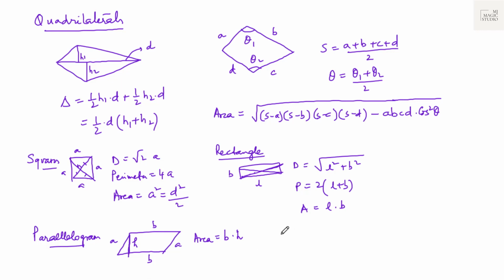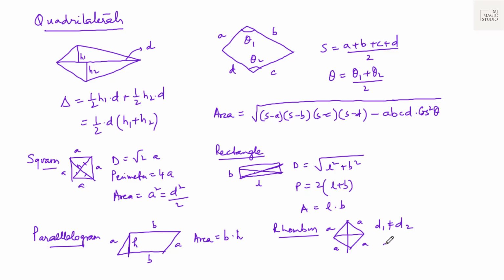Now we have one more which looks like a rhombus. Rhombus is again a four-sided figure, obviously a quadrilateral. All sides are equal, but angles are not 90 degrees. It is different from a square. Clear? All squares are rhombus, but all rhombus are not a square. Here we have two diagonals, D1 and D2, but the length of the diagonals is not the same.